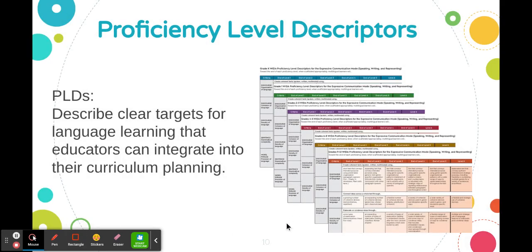A final great resource found on the WIDA website are proficiency level descriptors. They are organized by grade level clusters, communication mode, and language level.